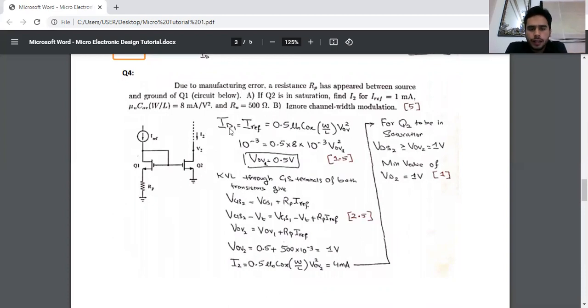First of all, ID1 is equal to the reference current which is flowing, and as both are NMOSes, mu n Cox value is provided, that is 8 milliamps per volt square. So ID equals 10 power minus 3, that is 1 milliamp, equals 1 by 2 into 8 into 10 power minus 3 into V overdrive squared. We have to calculate V overdrive as a parameter. So we get V overdrive that comes out to be 0.5 volts. Now we apply KVL through the ground to source terminal.